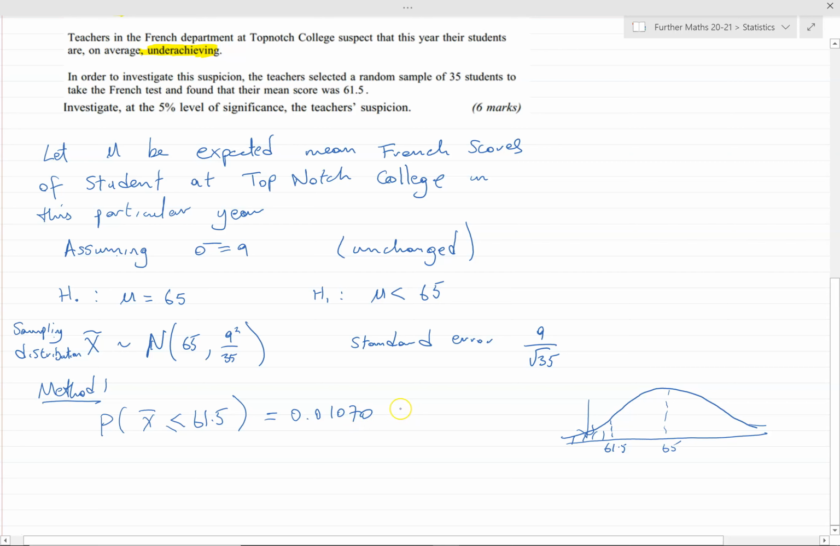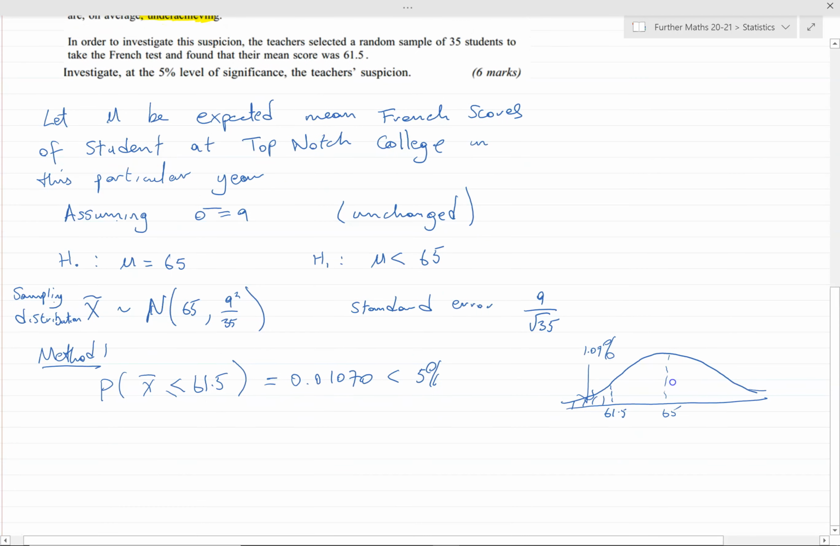Now that is less than 5%. It's about 1.07% basically. So we conclude we reject H0. There is sufficient evidence at the 5% level, but you don't have to write that, but some people do. You don't have to as far as the examiners are concerned.